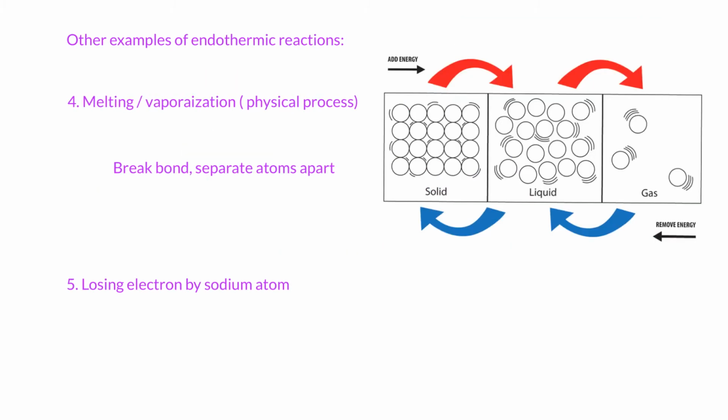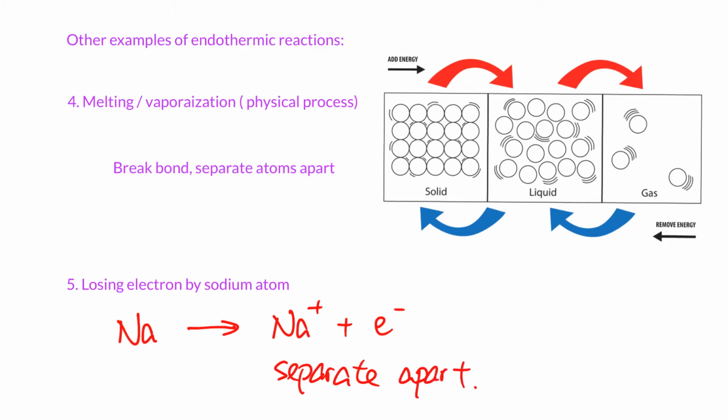Other examples, the other way round: if you try to separate the particles in the solid into liquid, that means you break up the bond. So in the process, melting and vaporization will be bond breaking, separating the atoms apart. That will be an example of endothermic reaction. And if you have a sodium atom, you lose an electron in the process. So actually you break up an atom into ion and electron, because you separate them apart. So this is bond breaking as well, so that will be an endothermic reaction.